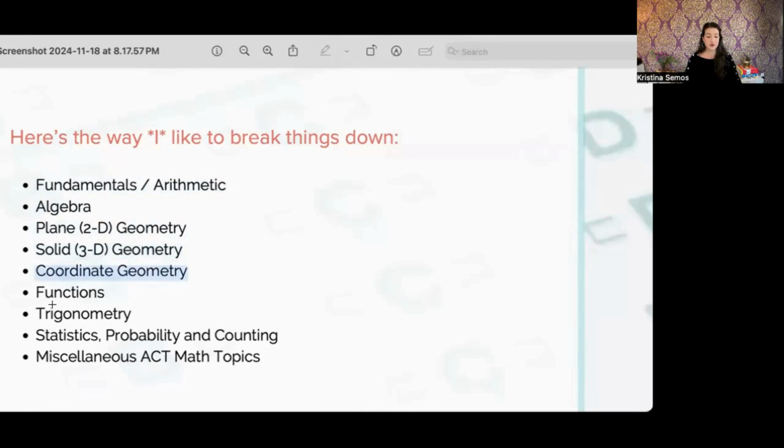Coordinate geometry, functions, trigonometry, then statistics, probability, and counting. And then what I like to call the miscellaneous ACT math topics.